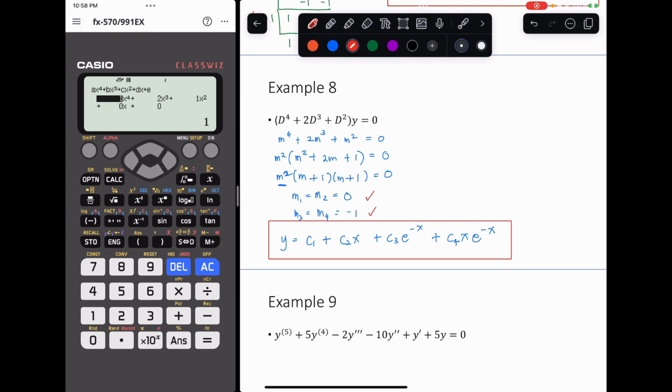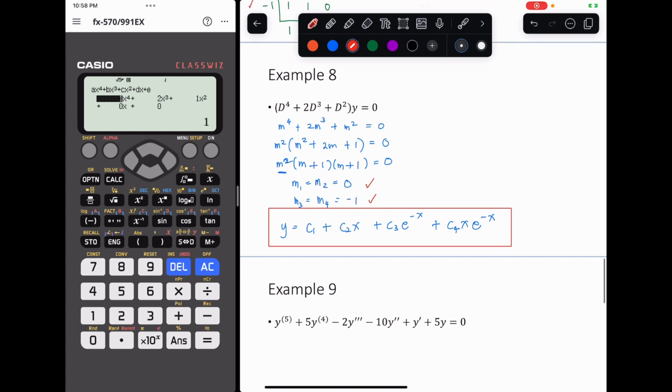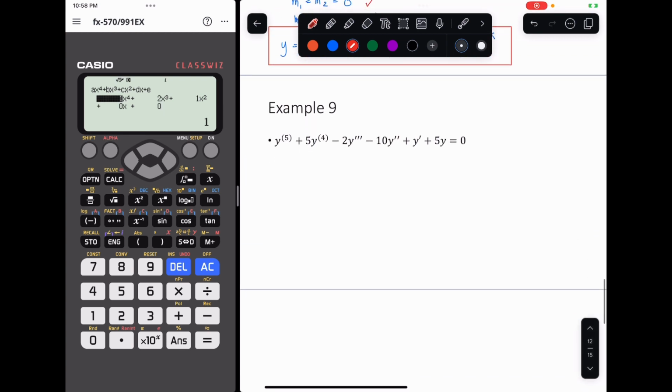So homogeneous equations are simpler. It's just a matter of factoring it out. Okay, so this is the limitation of the calculator. Since it is only limited up to fourth degree polynomial, and in this case this is a fifth degree polynomial, we don't have a choice but to use synthetic division here.